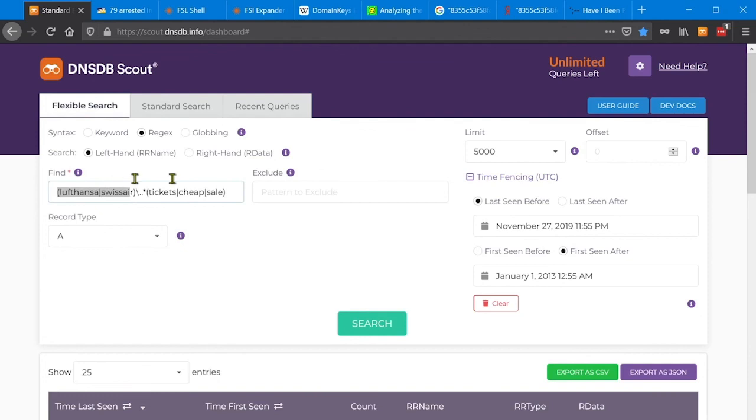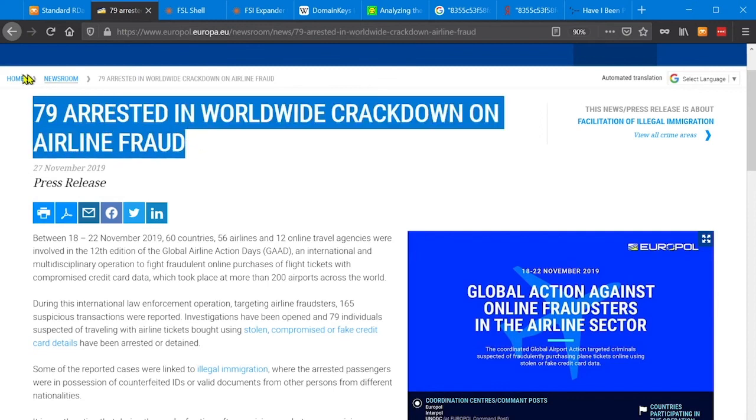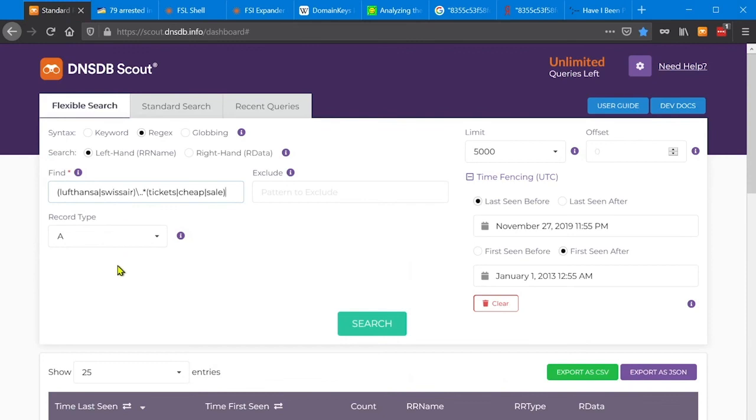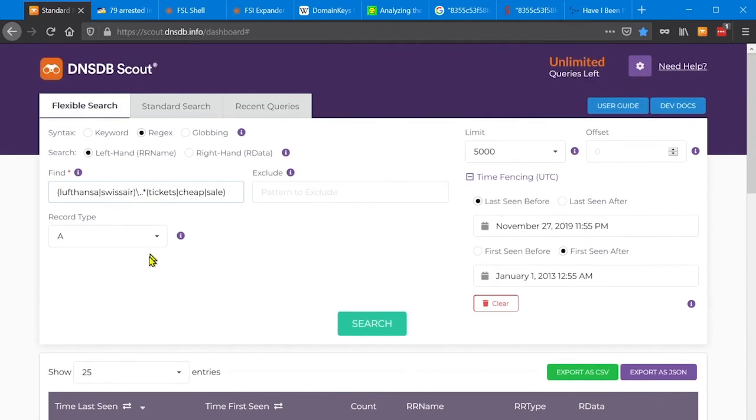We constructed a regular expression which we believe could reveal some malicious activity we are looking for. In this particular case, we were looking at airline fraud, acting as law enforcement and investigation officers. And we executed those queries and we dug into the IP infrastructure as well as the domain infrastructure and neighborhood to get a feel of the maliciousness and badness of our findings.